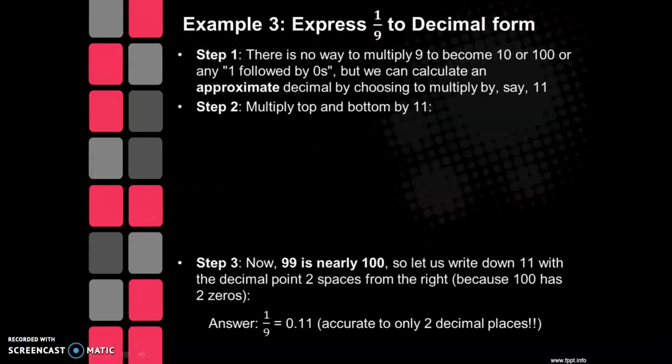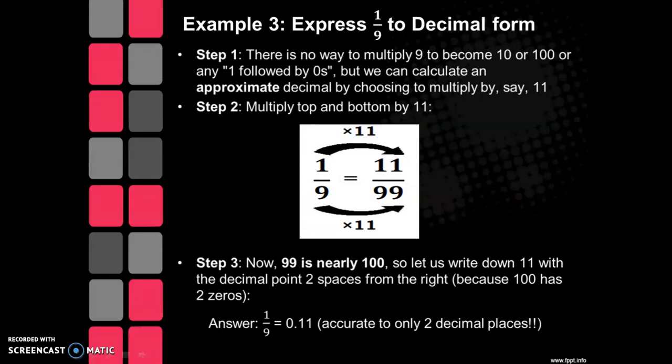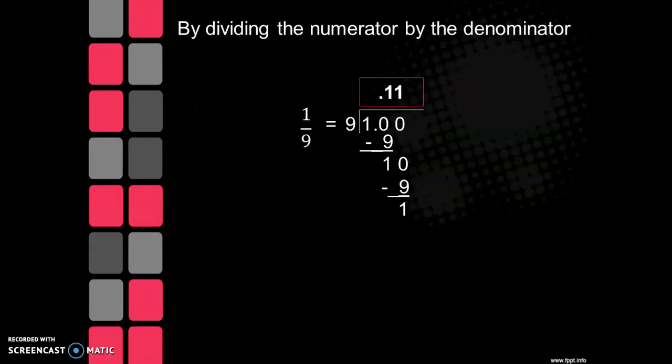Okay, so let's have example number 3. Express 1/9 in decimal form. So, this time, again, I will not discuss the longer method. I will let you study it, because it is a bit difficult. But instead, I will proceed with the easier method. So by dividing the numerator by the denominator, we have 1/9, which is equal to 1 divided by 9.